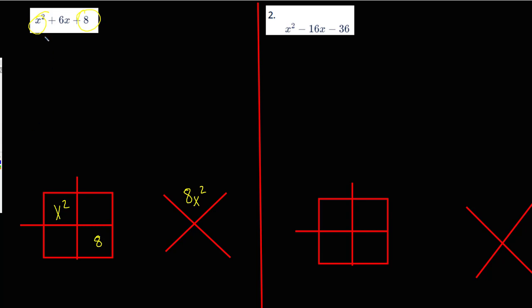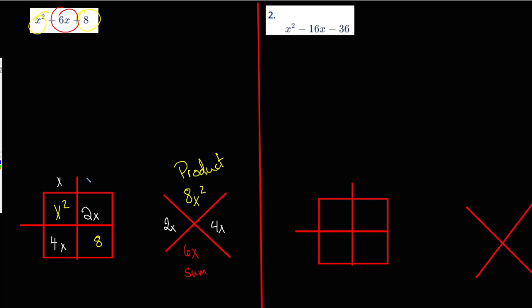The middle number goes in the bottom part, and this is what we're trying to get a sum of, and this is what we're trying to find a product of. So we want to know what can multiply to give me 8x squared and add to give me 6x, and that would be the 2x and 4x. They're both positive because we're getting a sum of positive factors.